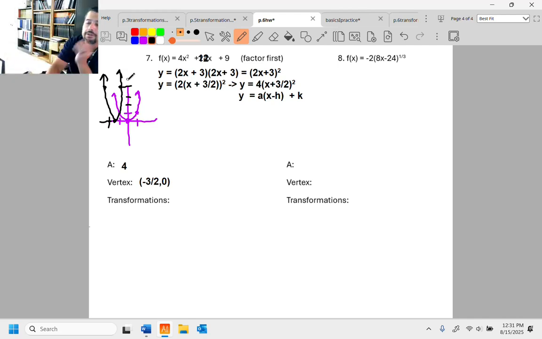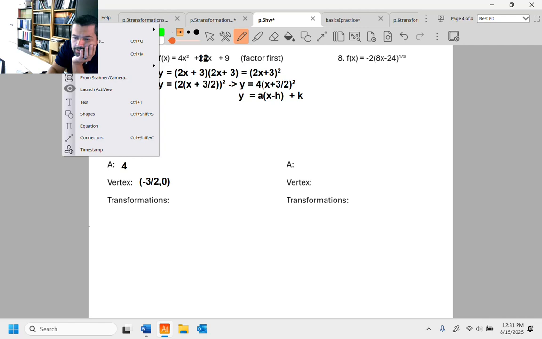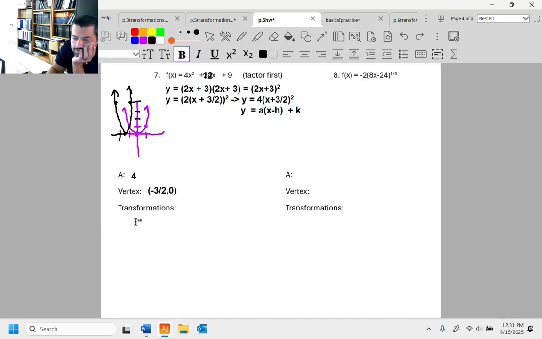And now we move on to transformations and domain and range, obviously. The transformations here were pretty simple. It was shift left 3 halves of a unit, and vertical stretch, and we had a factor of 4 because it's 4 times the height.